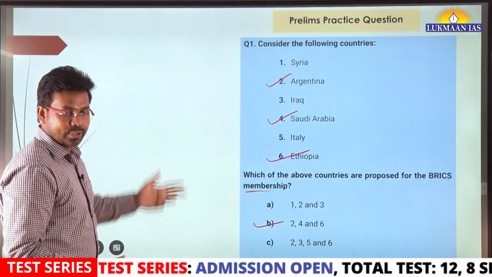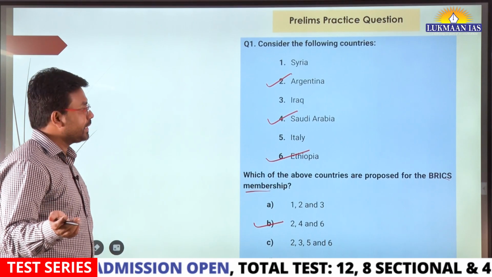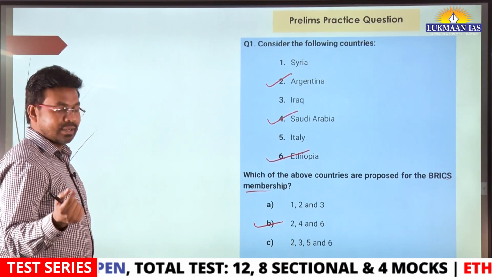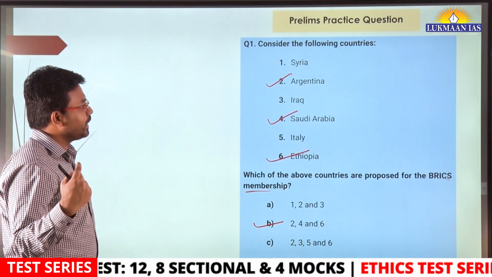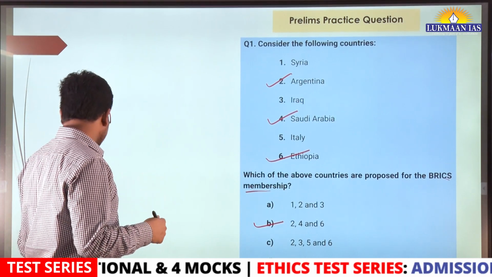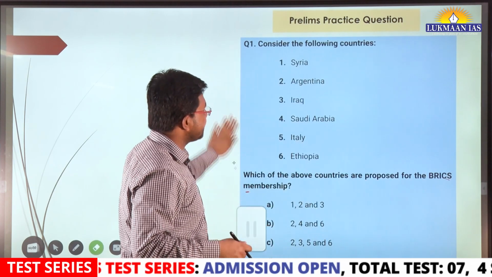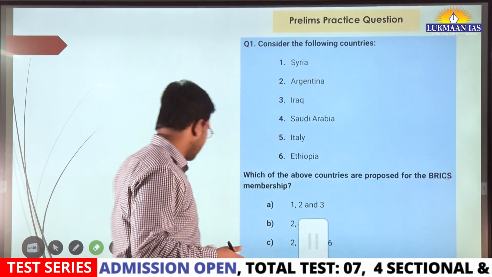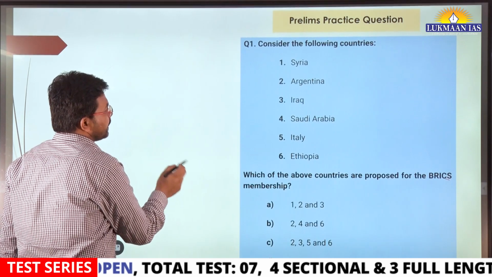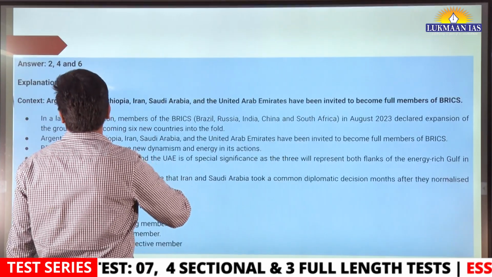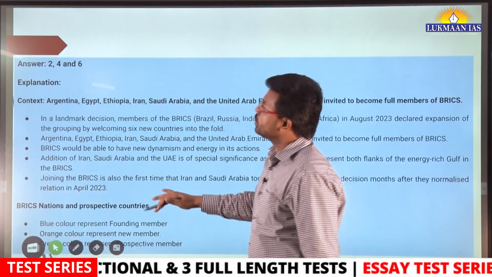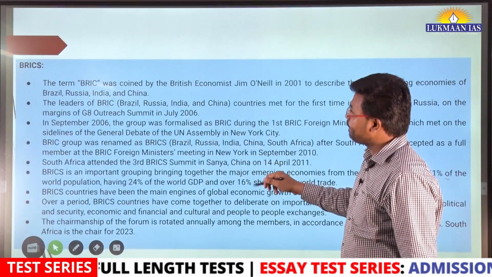Among 3 more countries, United Arab Emirates is also there. Then Iran is there. And there is another country. So in all, 6 countries have been invited to join as full members of the BRICS summit. So that's why this question has been asked. We have included an answer also. You can go through this in your free time.